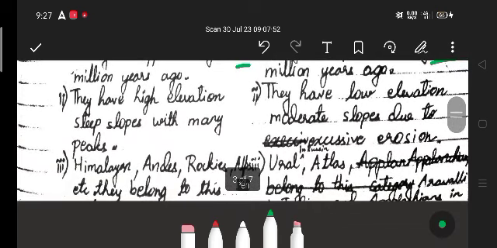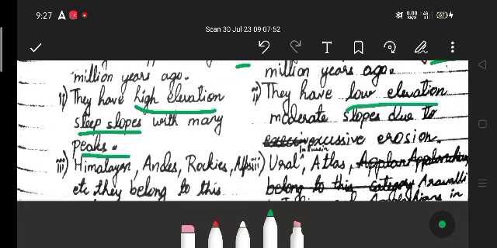Young fold mountains have high elevation, steep slopes with many peaks. Old fold mountains have low elevation, moderate slopes due to excessive erosion. Young fold mountains are like this, and old fold mountains are like this. So you understood the basic difference between them?